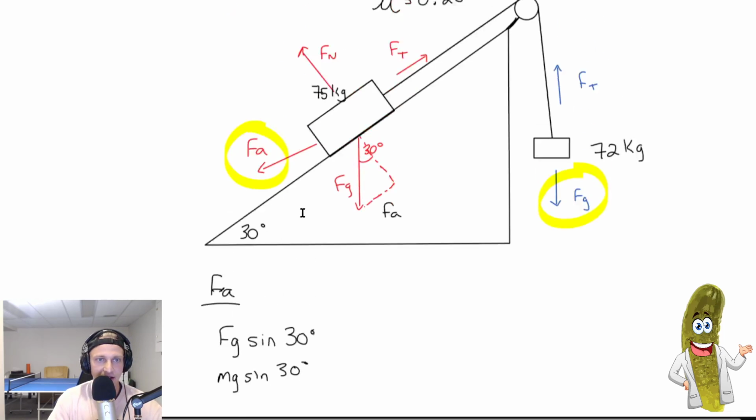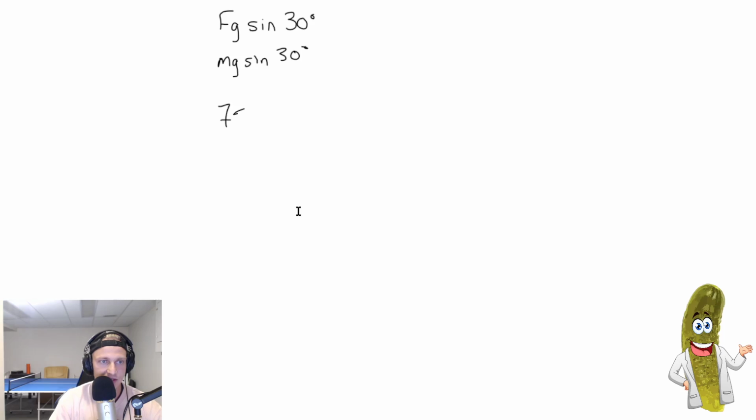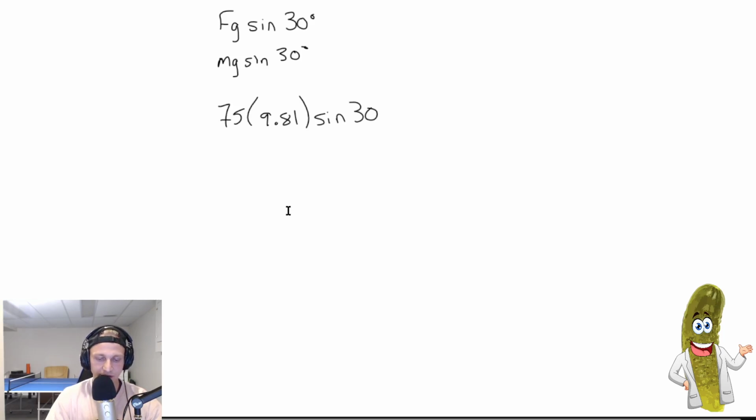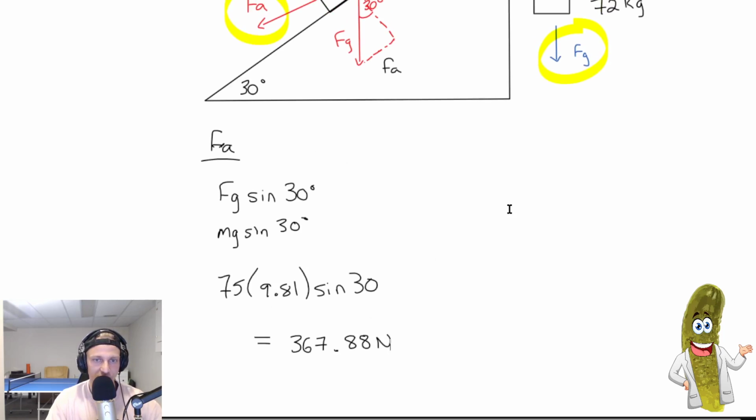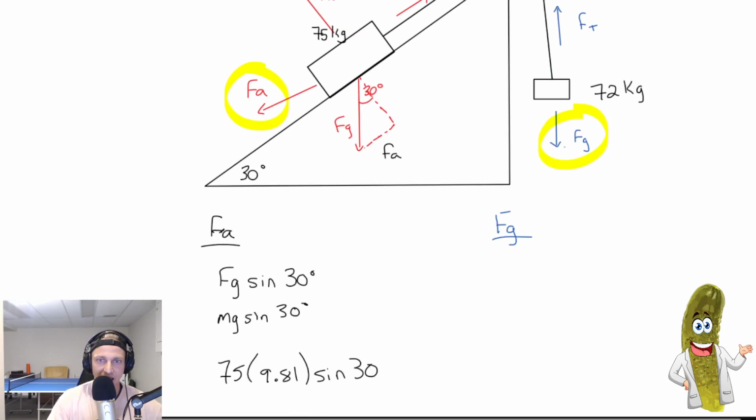So we're looking at our mass of 75 kilograms times 9.81 times sine of 30. And that falling force is equal to 367.88 newtons. Like I said, what we're going to do is check to see if that can beat out the force of gravity from the block over on the right here.